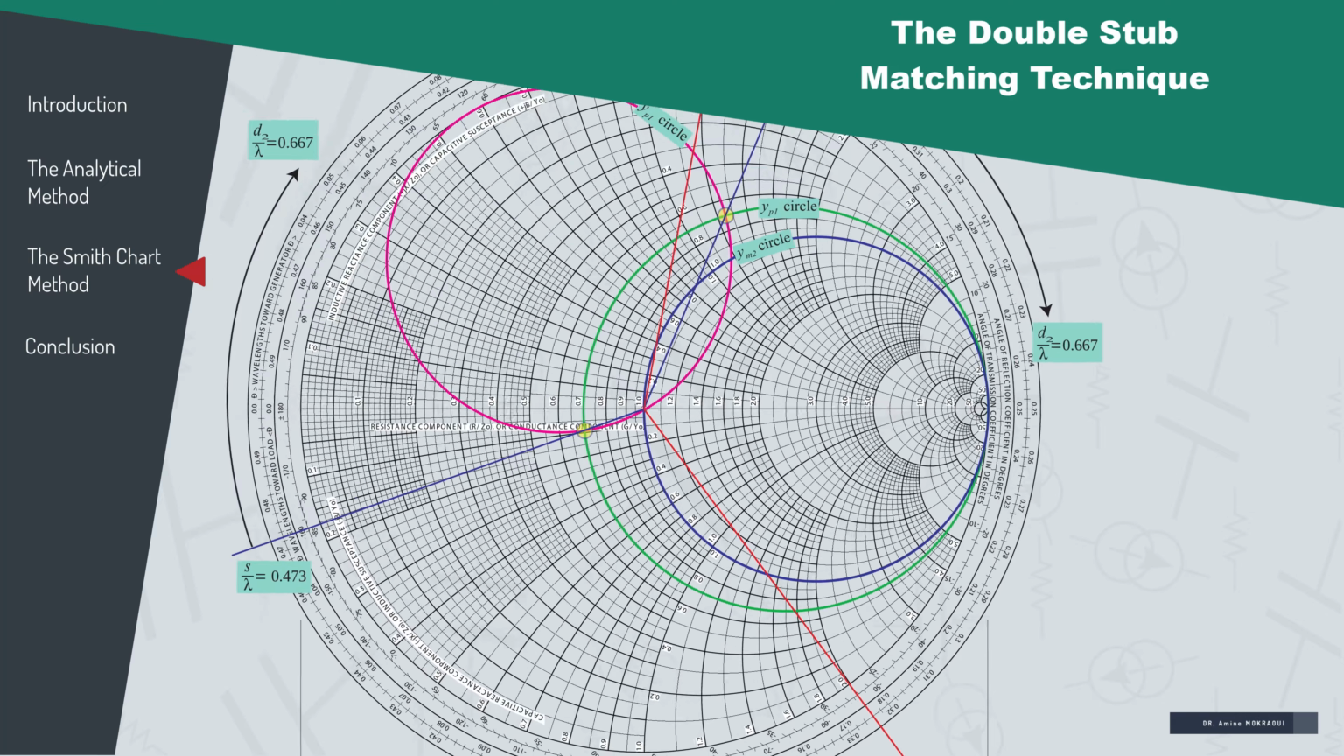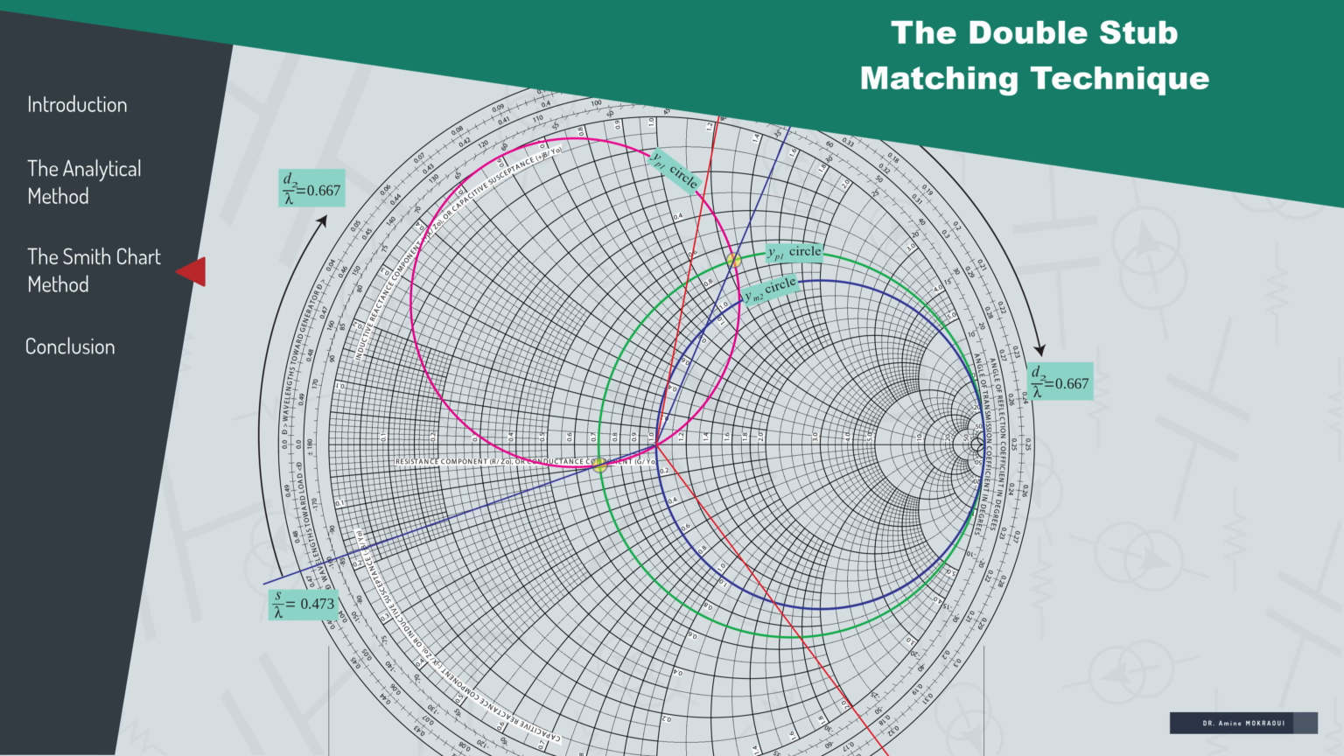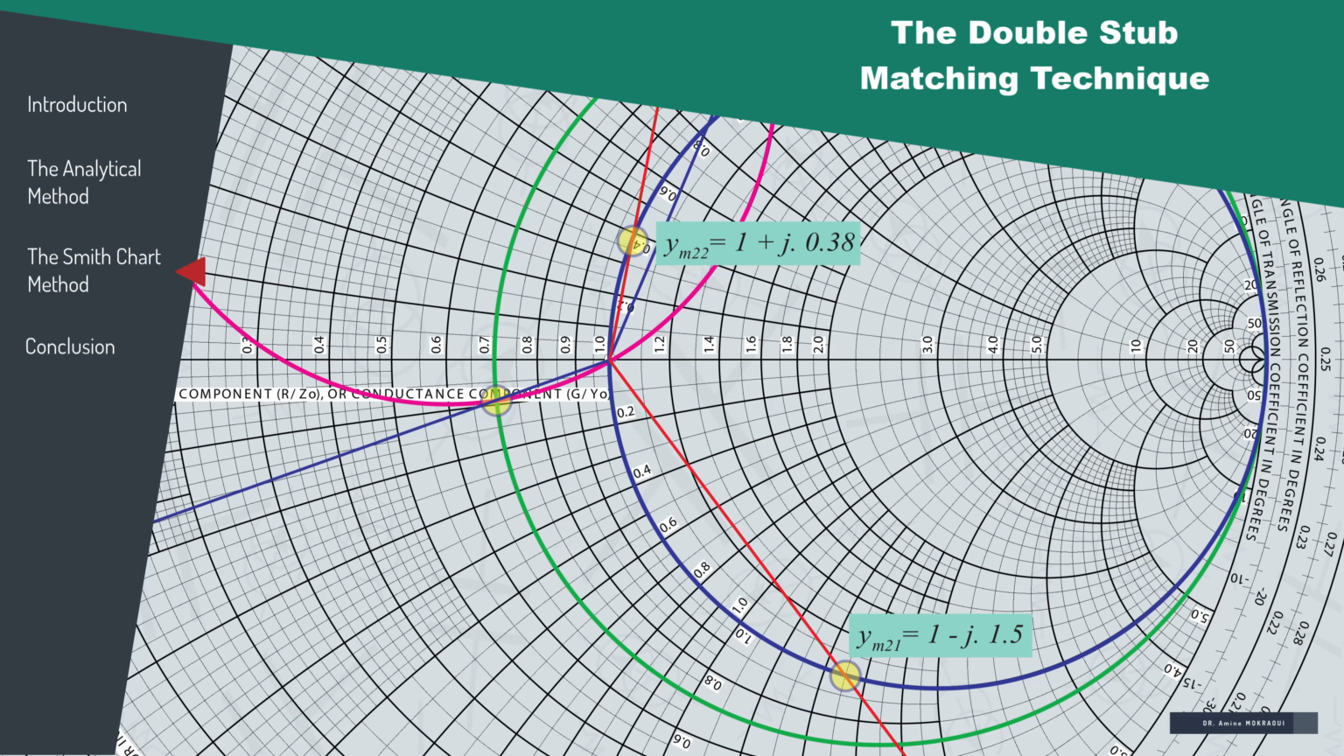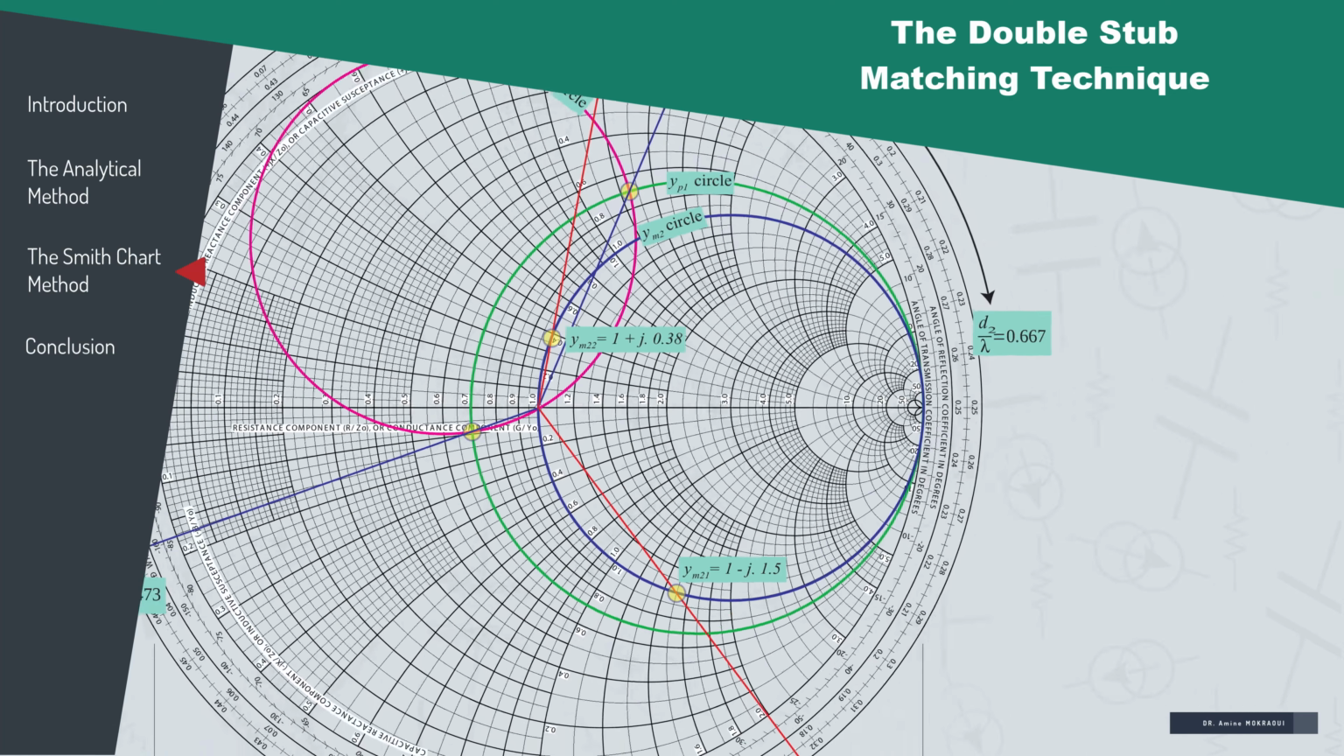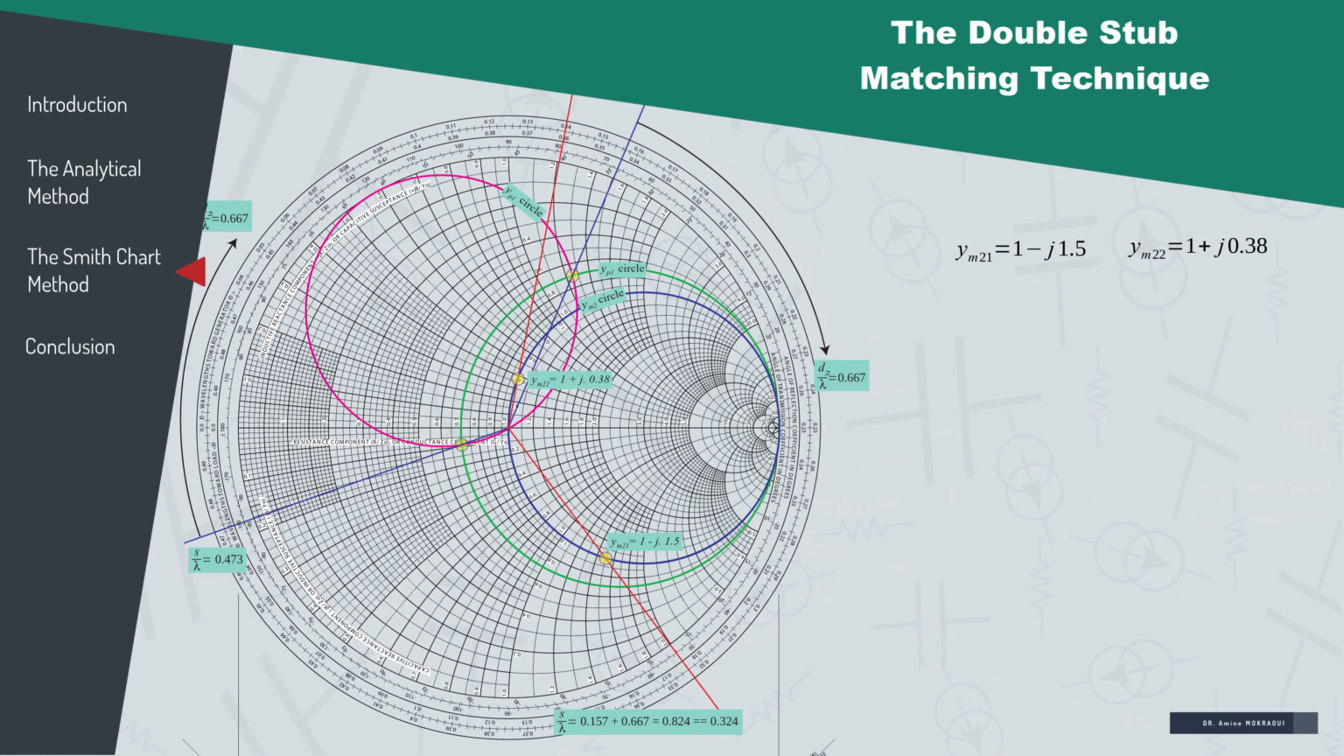We then draw straight lines from those locations to the origin of the chart. The ym2 points are the intersections of the lines with the R equals unity circle. We find ym21 equals 1 minus 1.5j and ym22 equals 1 plus 0.38j. These values allow us to find the susceptance of the second stub. Recalling that ym2 equals 1 minus jb2, we obtain b21 equals 1.5 and b22 equals minus 0.38.